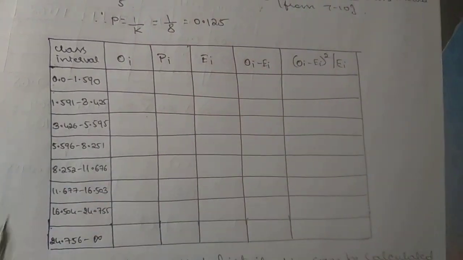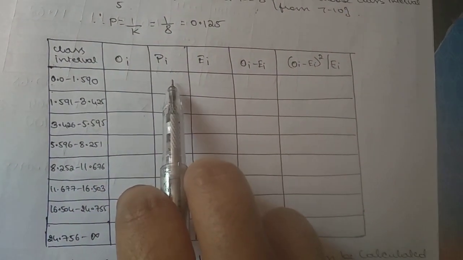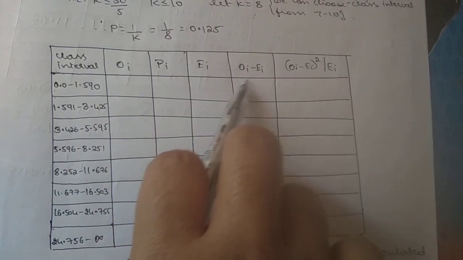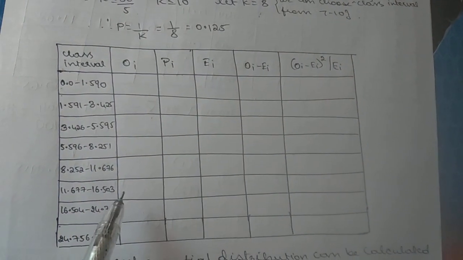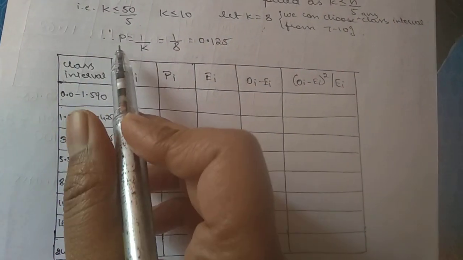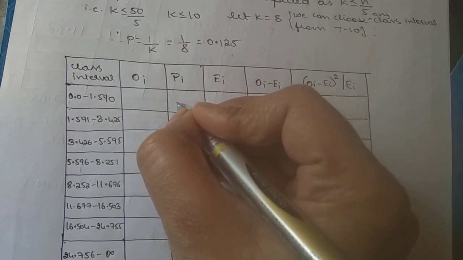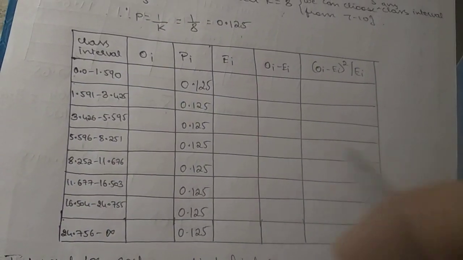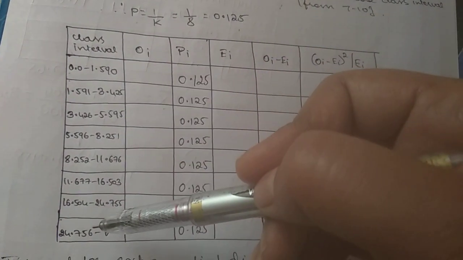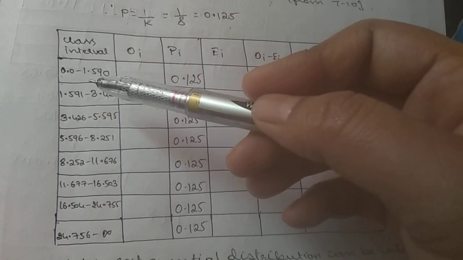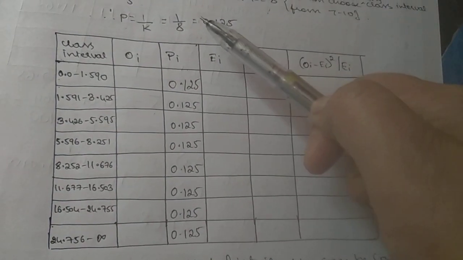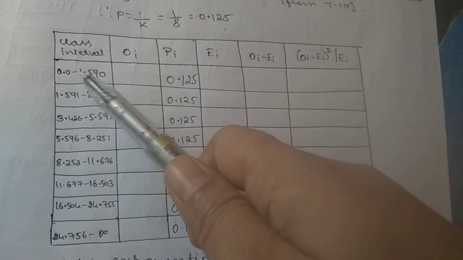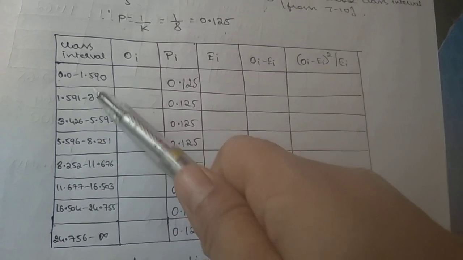See here, this is the class interval, OI the observed frequency, then PI we have calculated already, EI the expected frequency, then OI minus EI whole squared divided by EI. Now the p value is already calculated, it is 0.125. For all the values you have to just write 0.125. And you should know how we have calculated this interval. You don't know the class interval, is it not? We have found that we have to take 8 intervals. So I have taken 1, 2, 3, 4, 5, 6, 7, 8. Always it will start from 0. But how have I taken the range of the class intervals?